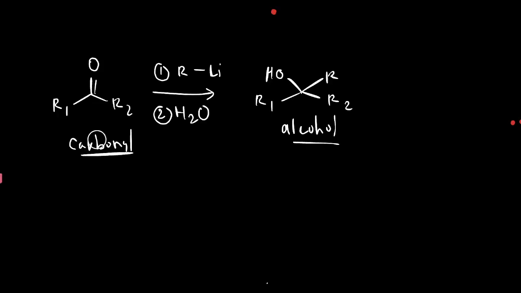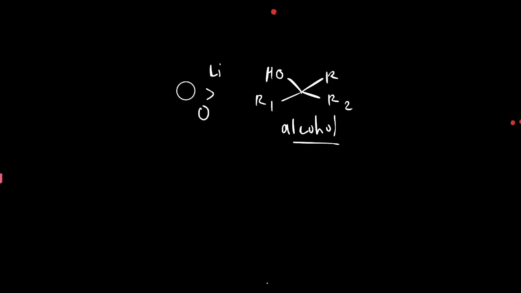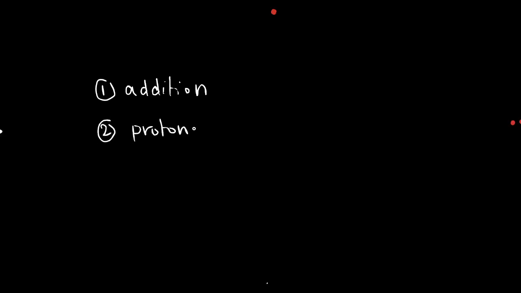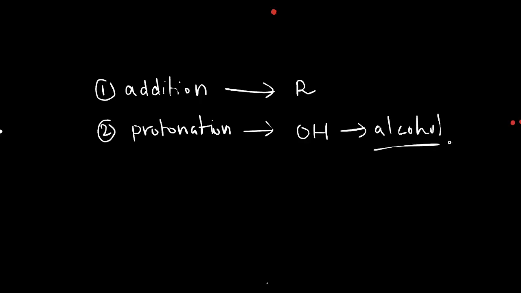So now, what you're going to want to keep in mind is that there are really 2 distinct steps as we move on to the arrow pushing component. So the first thing here is an addition, right? We're going to have an addition. The second is a protonation. So the addition here is going to allow us to add that new R group, and the protonation is going to allow us to get the hydroxyl and thus give us this alcohol as a product.